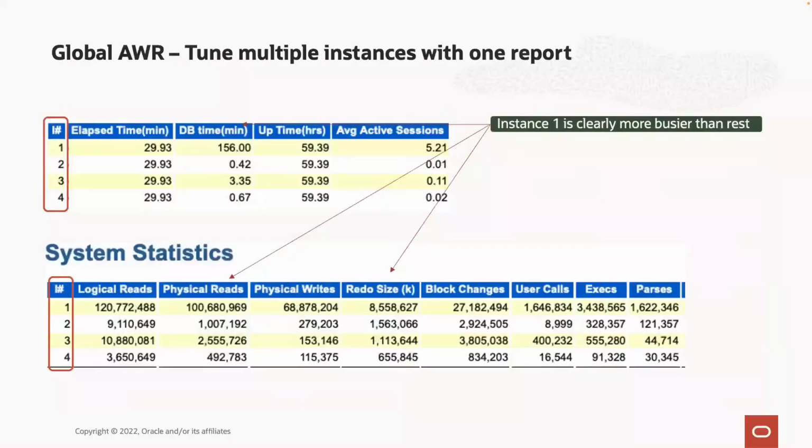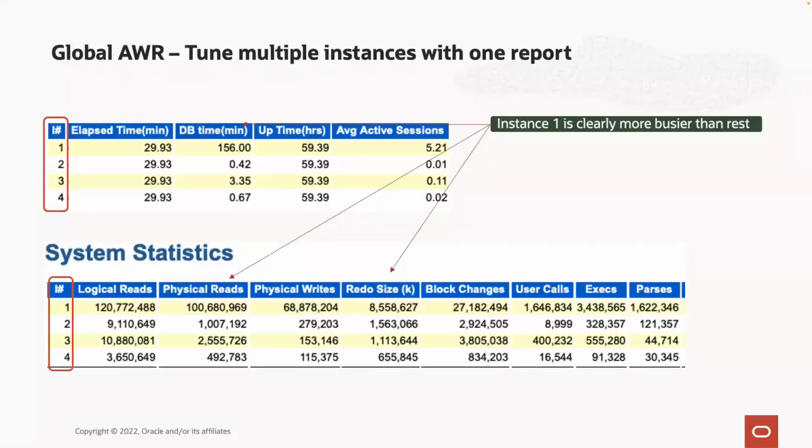Now that everything is done, you're running your application on the RAC database, everything is good, and then you say, hey, I want to do performance tuning. Well, sure, you can do performance tuning, but you have 4 instances. Guess what? You don't need to worry about tuning the 4 instances separately. You will have what we call a global AWR, so you can have one report to tune multiple instances.